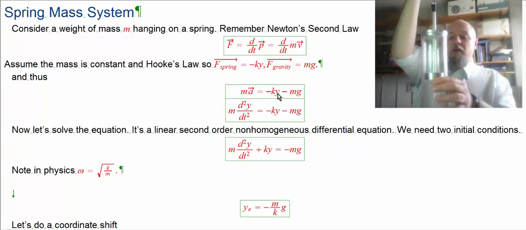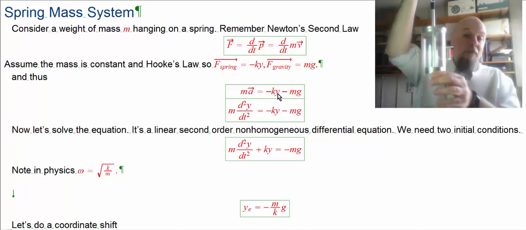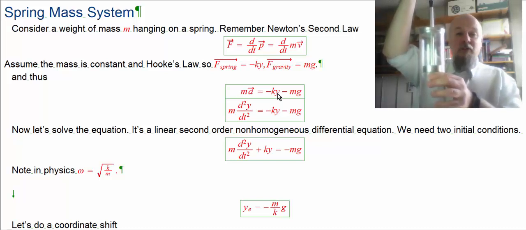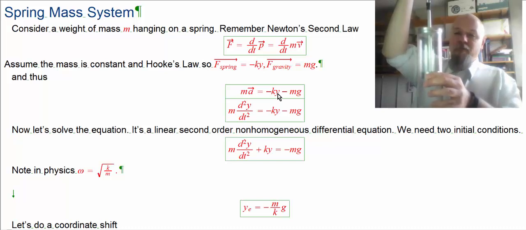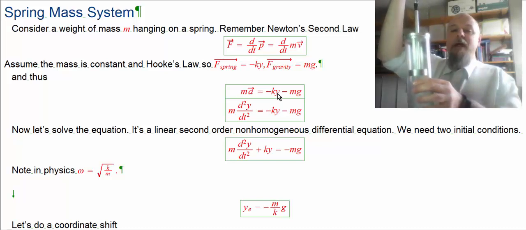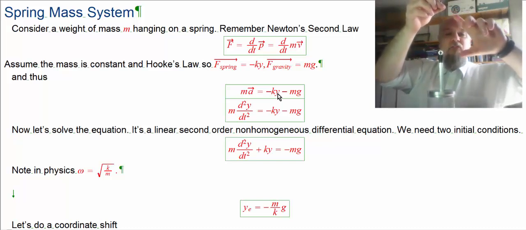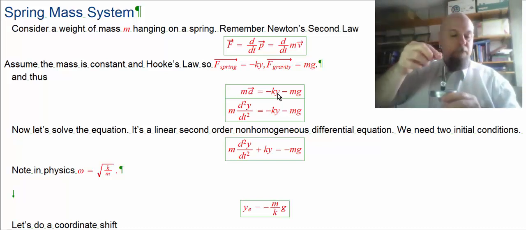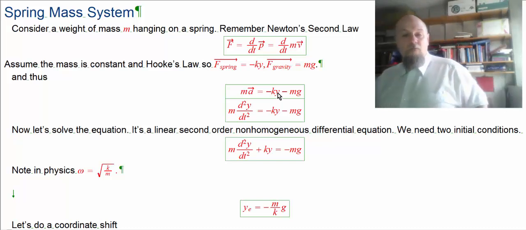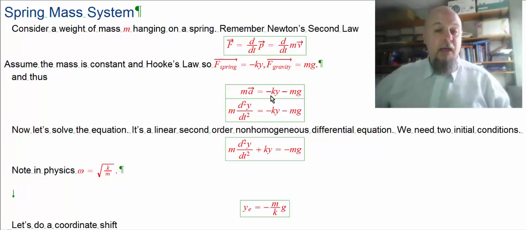So this mass, not moving, still has a positive y. We know that when this oscillates, it goes above the equilibrium and below the equilibrium. But right now we're measuring y as the distance that the spring is stretched. So we've got our F equals ma, and that's the resultant force. We've summed the forces on it, gravity and the spring constant.